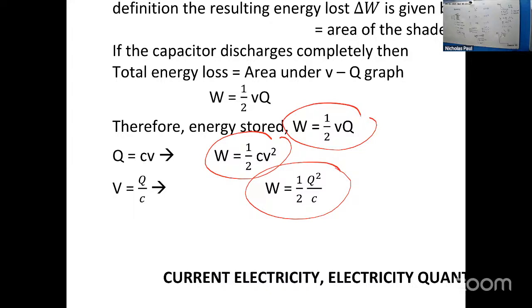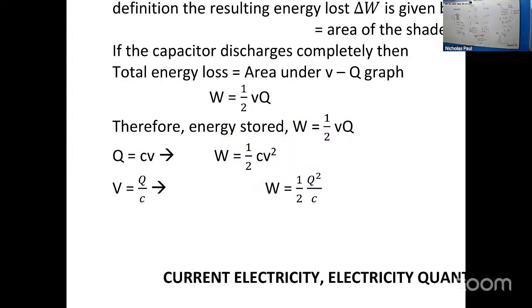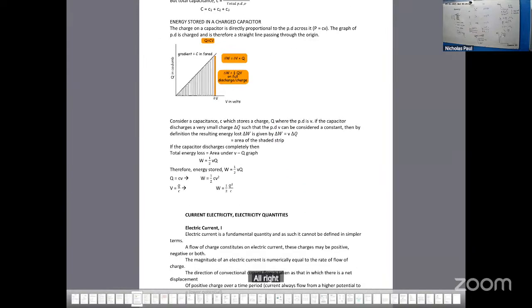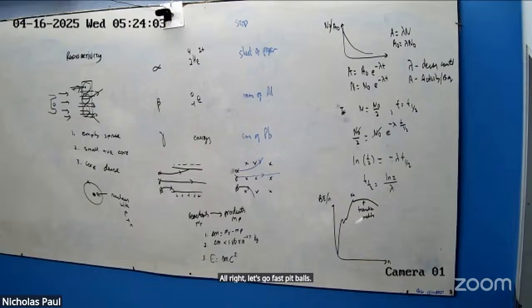All right, let's try questions. You can work on the other, so just make sure you know one, like the first one. I have QV, and it gives you the integration. All right, let's go past papers.